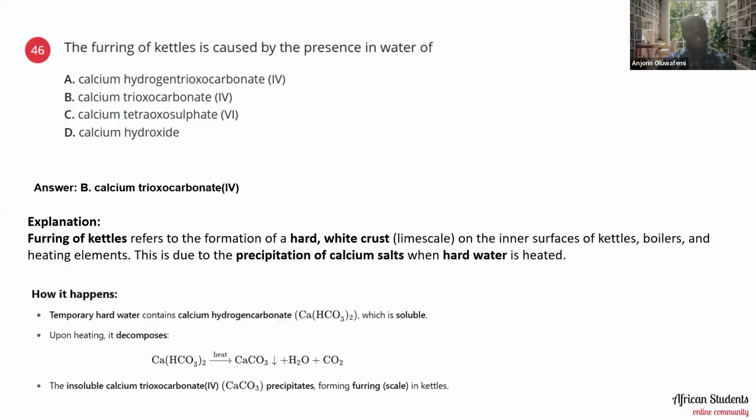So this is how it happens. Temporary hard water contains calcium hydrogen carbonate, which is soluble. Upon heating, it decomposes into calcium carbonate, water, and CO2. So the insoluble calcium trioxocarbonate IV precipitates, forming fur or scales in the kettle.